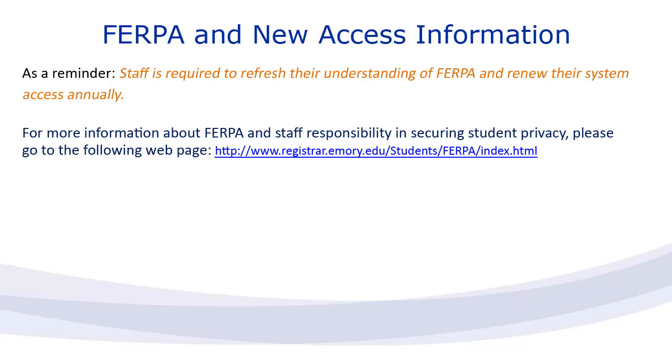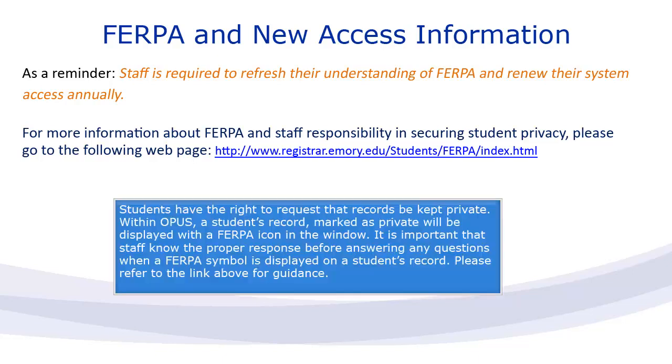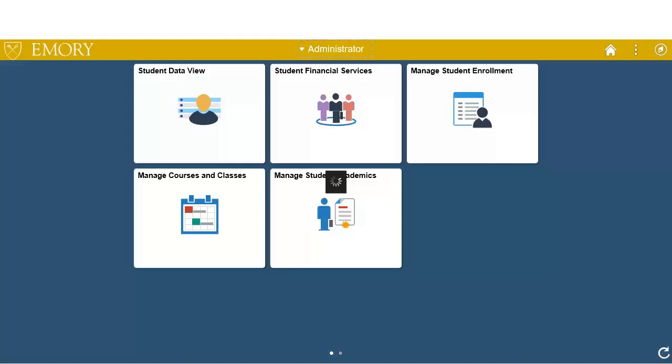For more information about FERPA and staff responsibility in securing student privacy, please go to the following webpage you see on the screen. Students have the right to request that records be kept private. Within OPUS, a student's record marked as private will be displayed with a FERPA icon in the window. It is important that staff know the proper response before answering any questions when a FERPA symbol is displayed on a student's record. Please refer to the link above for guidance.